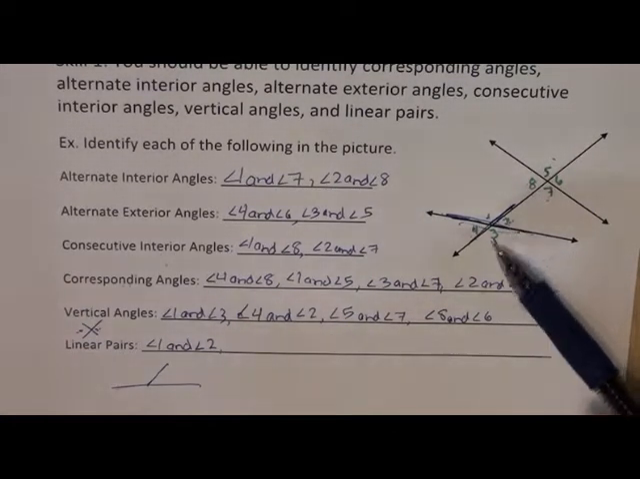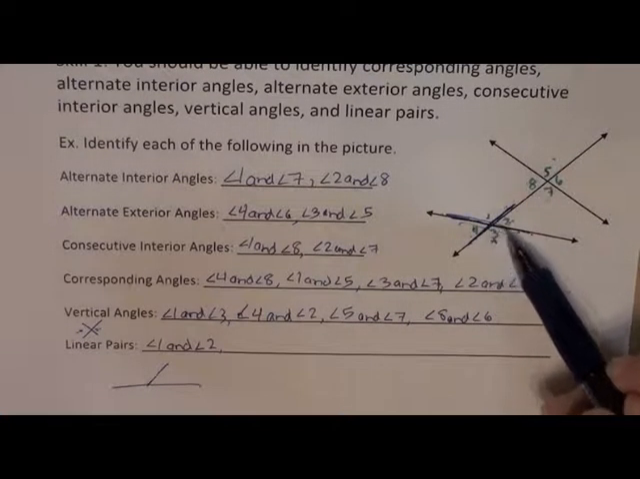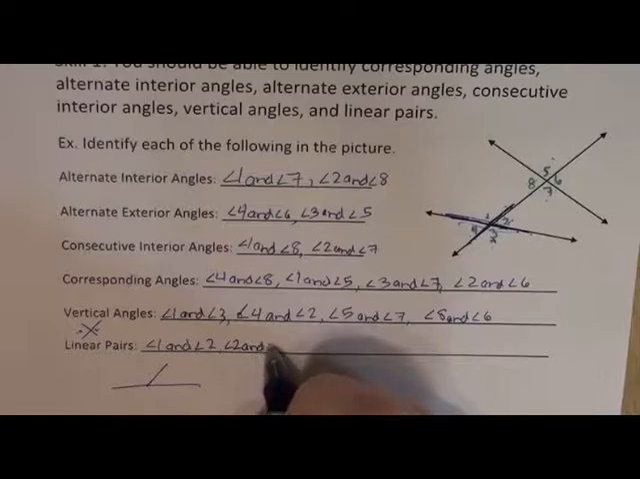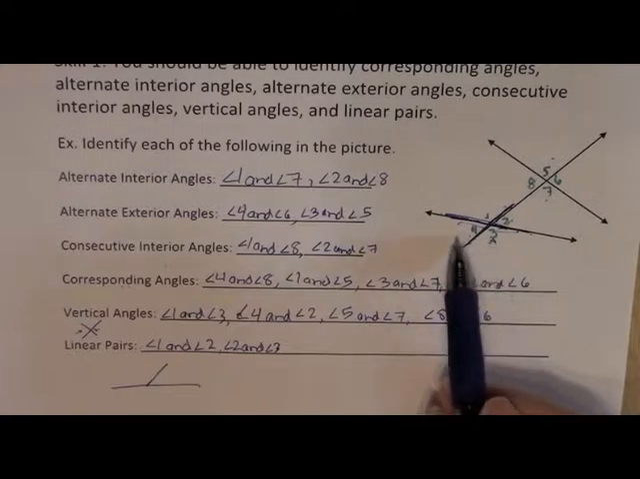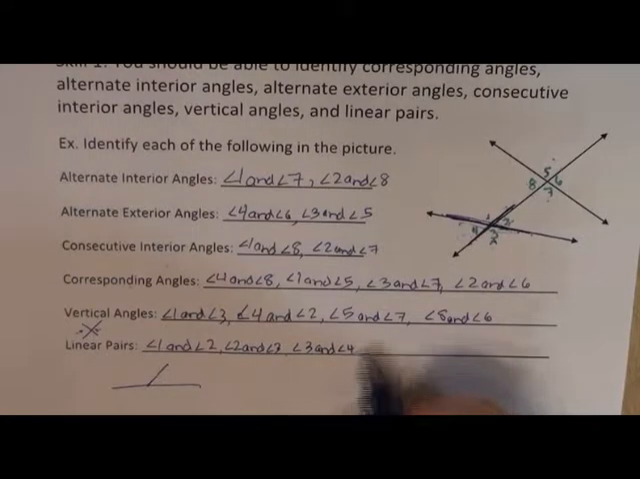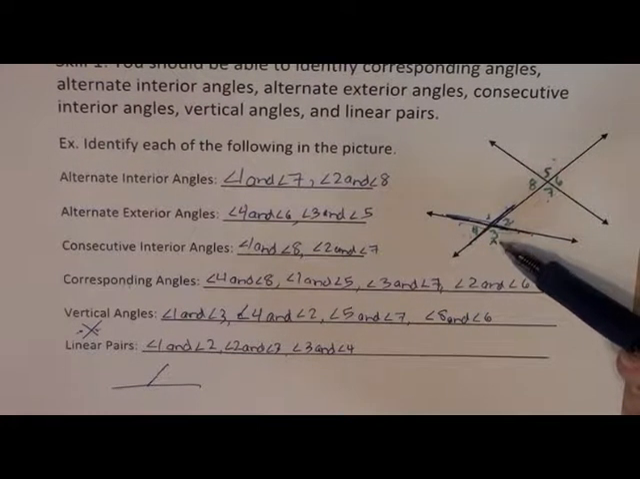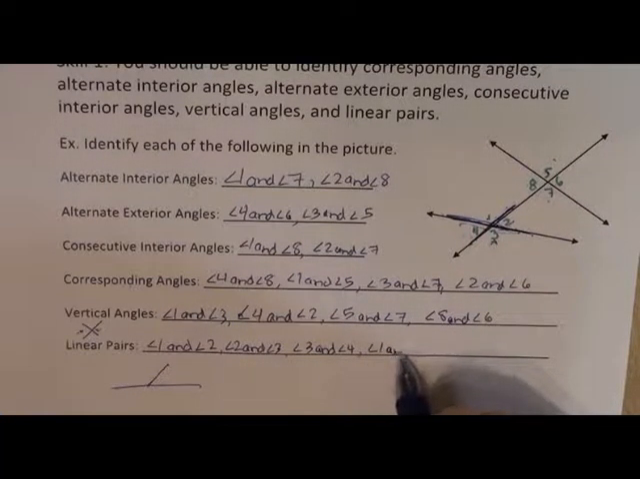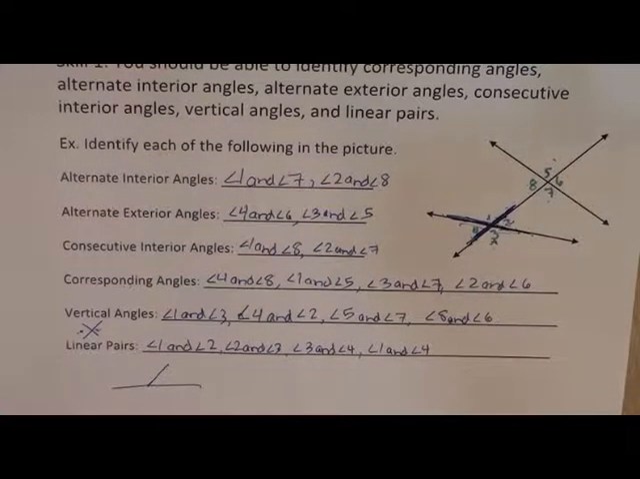However, angle 2 and angle 3 also make a straight line. There's another Y if you look at angle 2 and angle 3. Angle 2 and angle 3 are also a linear pair. In fact, 3 and 4 make a straight line also. Right here. And finally, 1 and 2 are a linear pair, 2 and 3 are a linear pair, 3 and 4 are a linear pair. Well, so are angle 1 and angle 4. Right here, there's a Y being made.